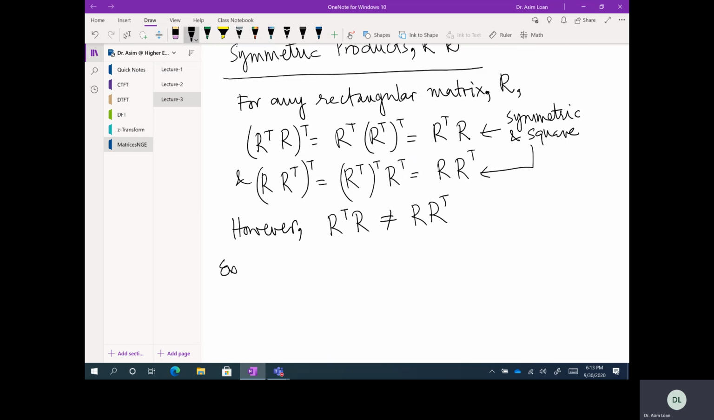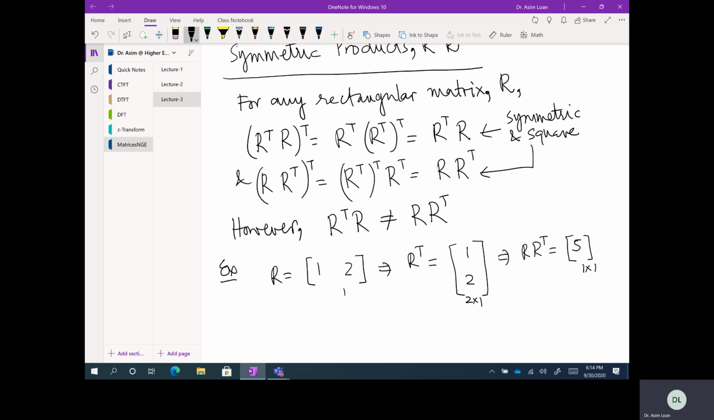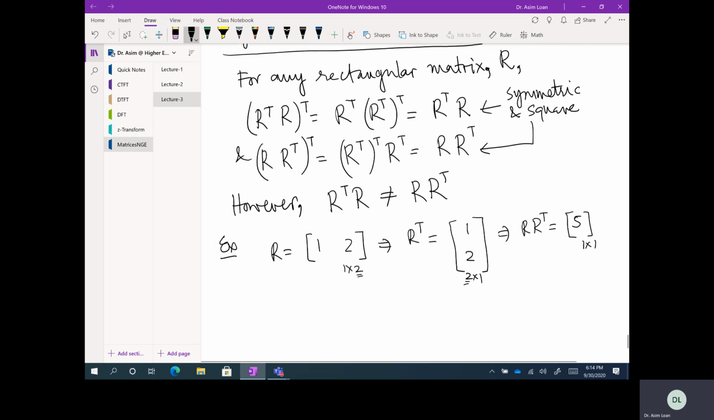Why? Take the example of R equals [1, 2]. This implies R transpose equals [1; 2]. This implies R R transpose equals 1 plus 4, which is 5. It's a 1 by 1 matrix here. This is a 1 by 2 here, and this is a 2 by 1 here. So you get a 1 by 1 matrix.